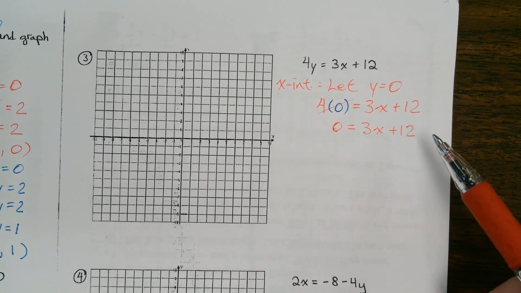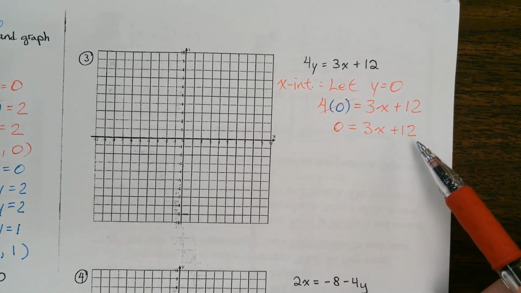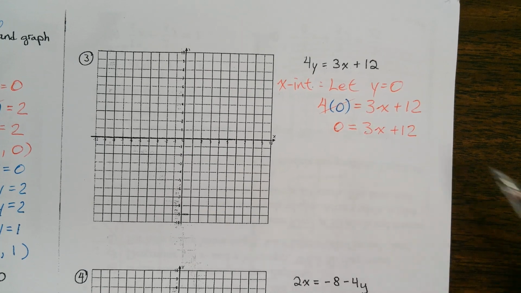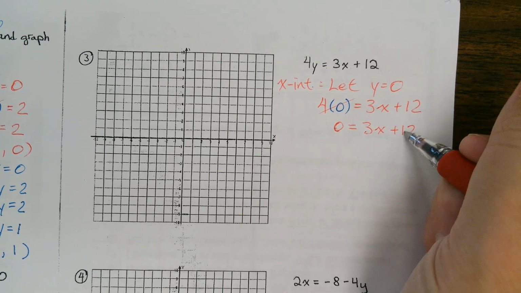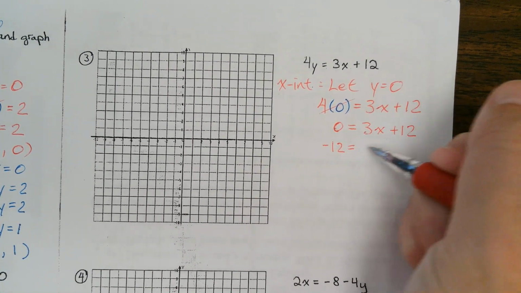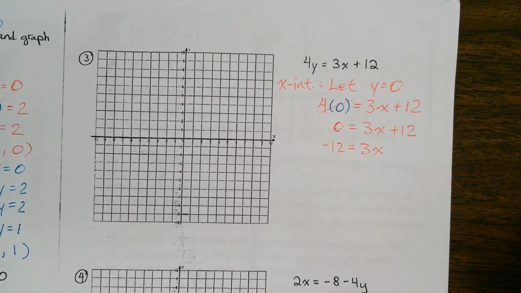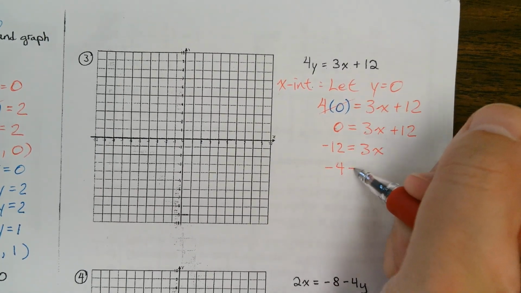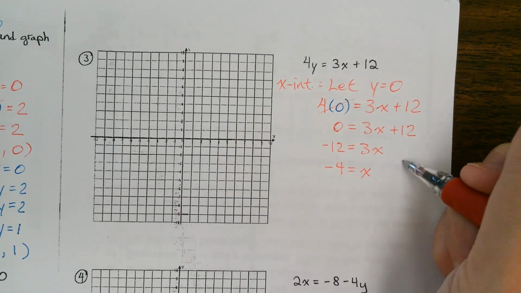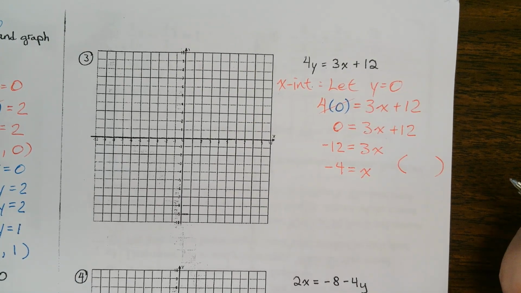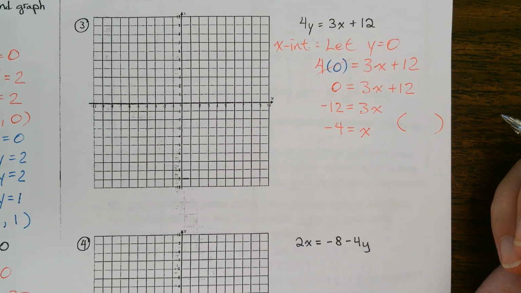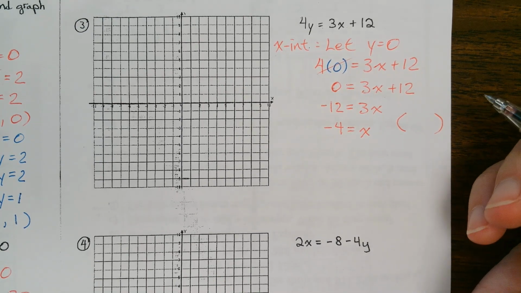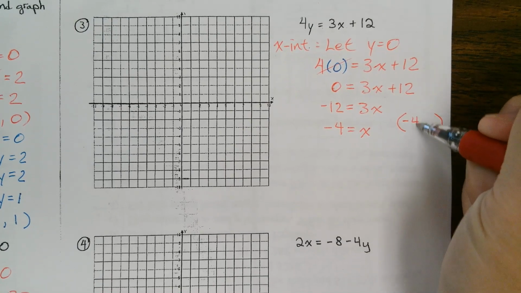Okay, remember from chapter 1 and 2, we know how to solve this. So what do I do? How do I solve this? Subtract 12. Move that 12 over. Good. And then divide by 3. So x is -4. So my coordinate right here, what's the coordinate? -4, 0. -4 and 0. Good.